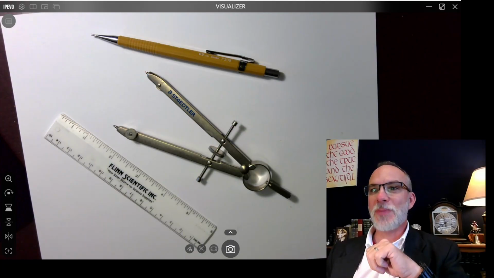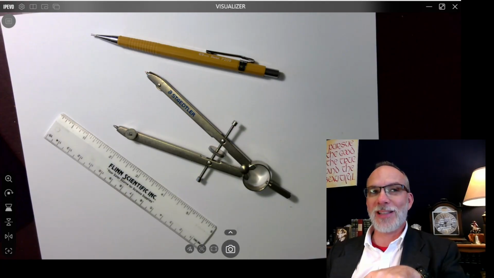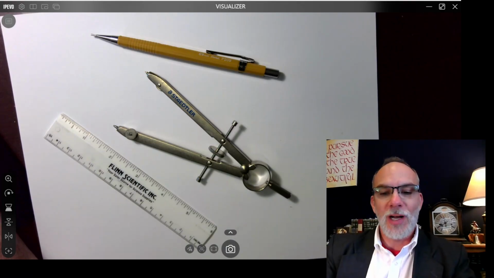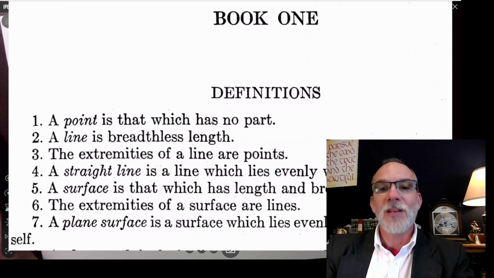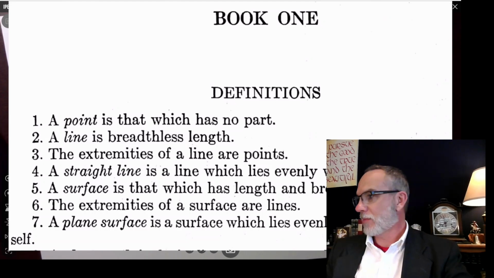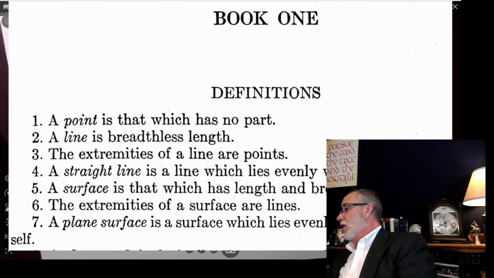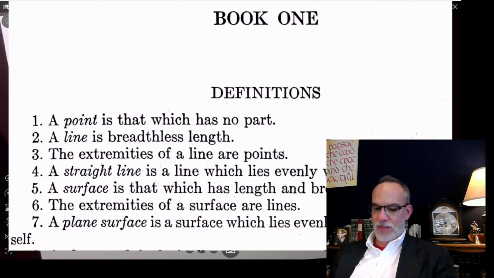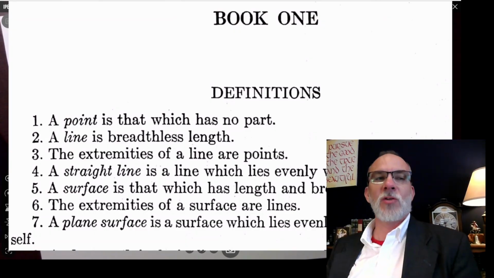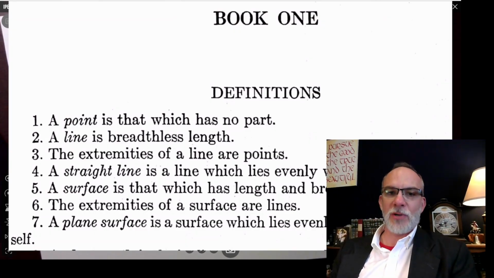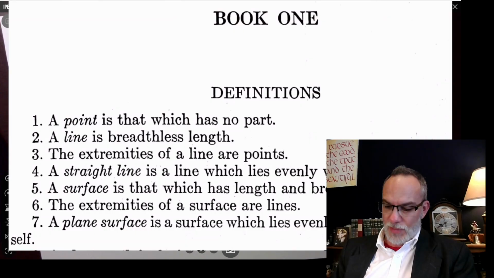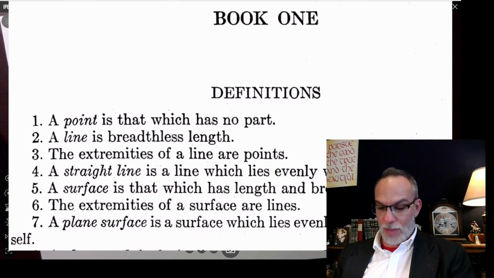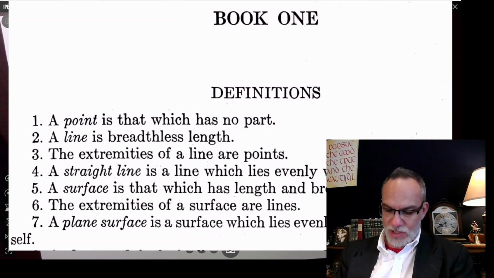And so he begins. And so let's do this. So what he does is he lists now some definitions of things, and we're going to go through this kind of quickly and get to the nuts and bolts. A point, something that has no part to it. That's the definition by properties. A line is breadthless length, that has length but it has no width. And so he's defining these things. The extremities of a line are points. We'll actually use that one today.